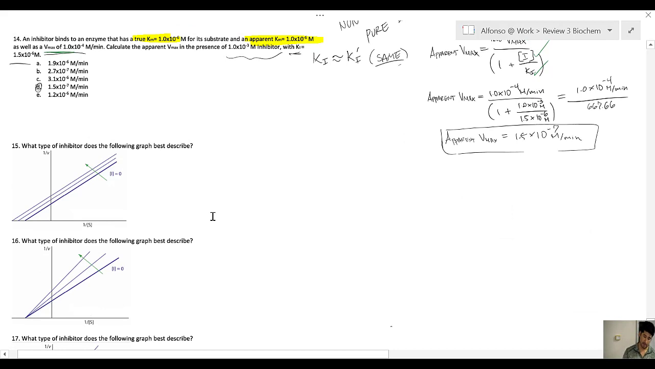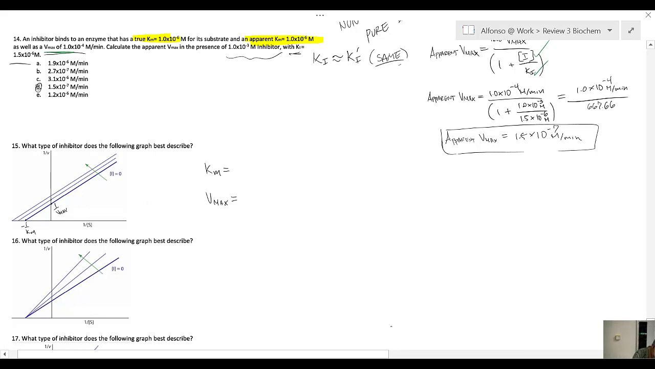Number 15. What type of inhibitor does the following graph best describe? So this right here, remember, every time you're looking at a Lineweaver-Burk plot, I want you to go straight to the -1/Km. So this is -1/Km right there, and this is 1/Vmax. What has happened to the Km as the inhibitor concentration has started to increase? That's what this arrow means, that the inhibitor concentration is increasing. So what has happened to the Km and the Vmax?